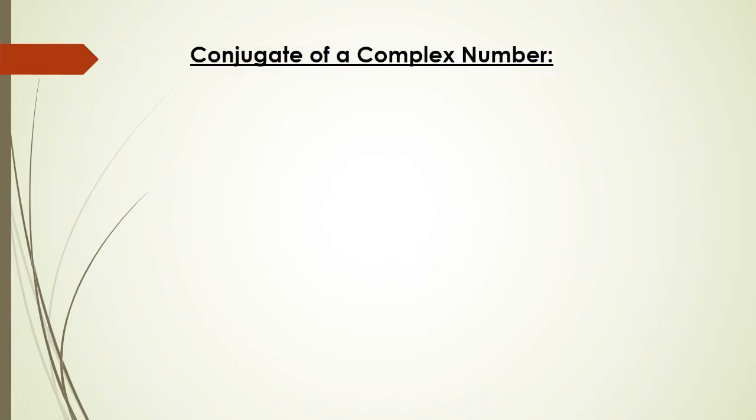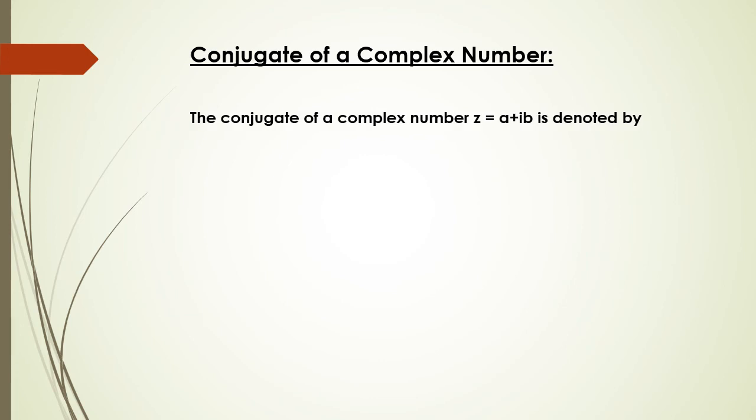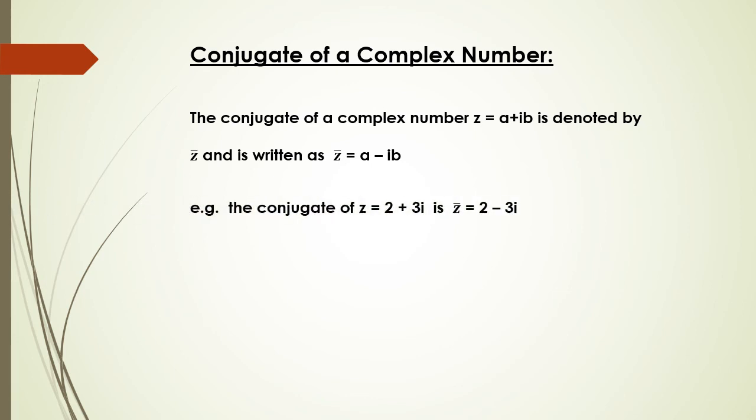In this topic we will discuss the conjugate of a complex number. If we have a complex number z is equal to a plus iota b, then its conjugate is denoted by z bar. So z bar is written as a minus iota b. For example, if we have a complex number z is equal to 2 plus 3 iota, then its conjugate z bar is equal to 2 minus 3 iota.